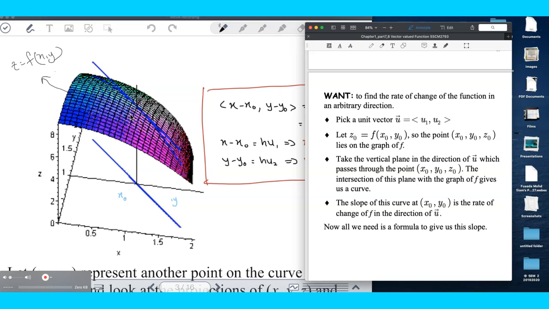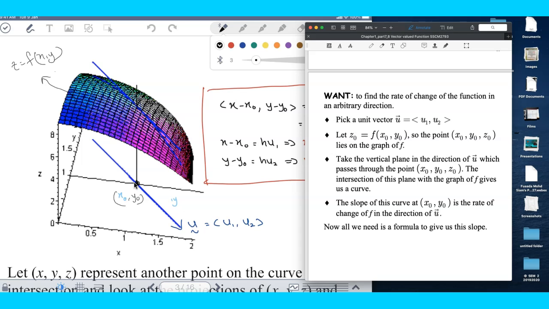That is the surface, and for any direction, we pick a unit vector. We know that a vector gives you a direction. So this is the vector u, where u1 and u2 are the components of the unit vector u. Now we choose a point (x not, y not). The point I choose randomly is located over here.